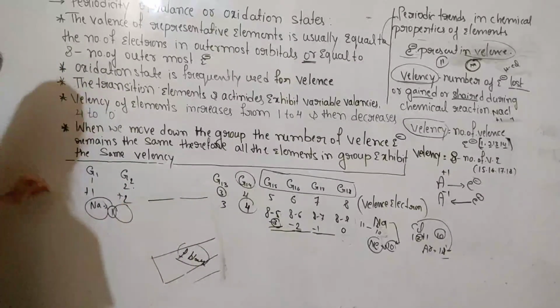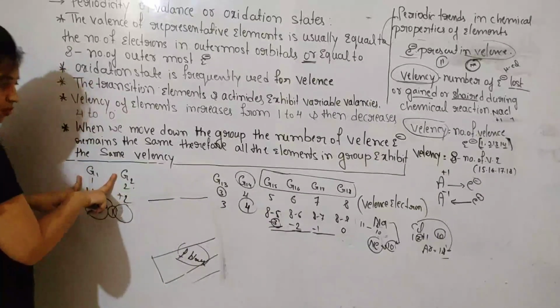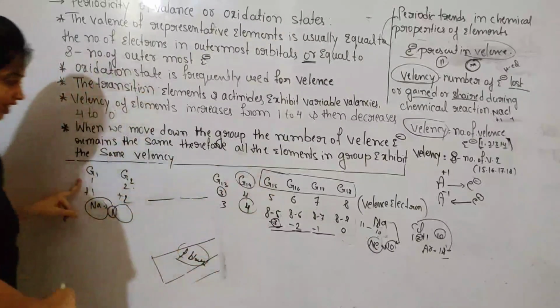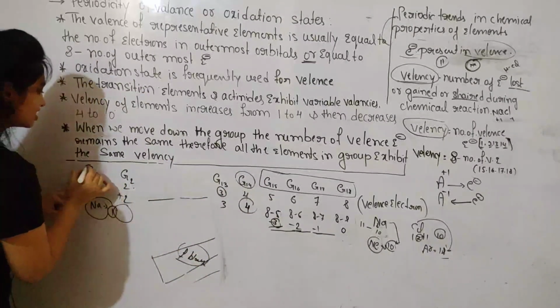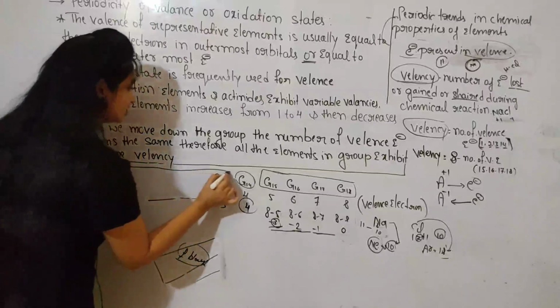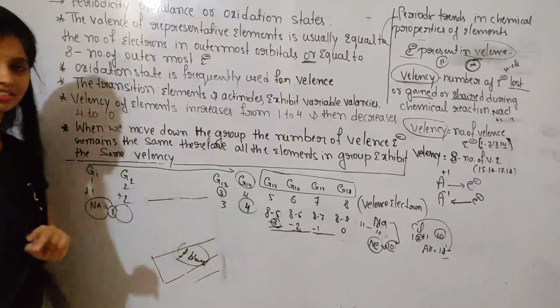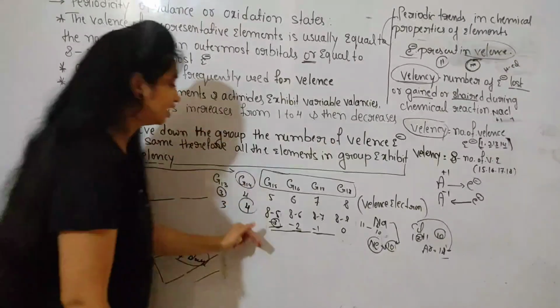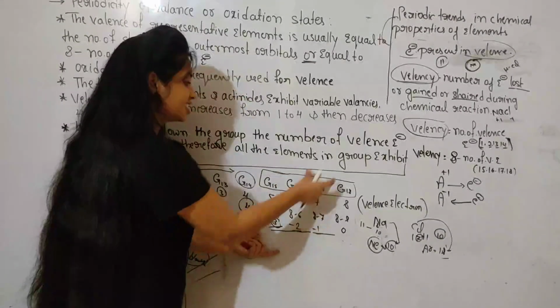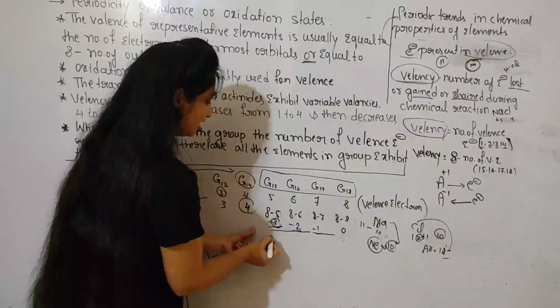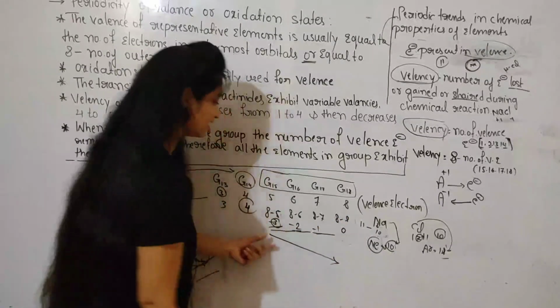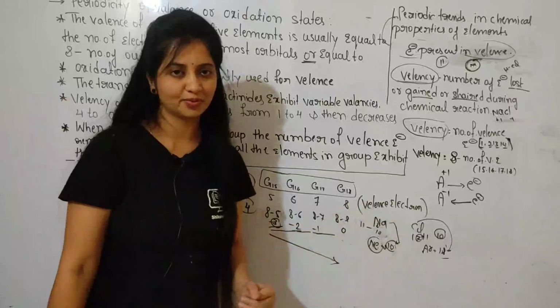Just observe here: group 1, group 2, group 13 and group 14. Here the valencies increase: 1, 2, 3, 4. And next observe group 15, 16, 17, 18. Here the valencies decrease: 3, 2, 1, 0.